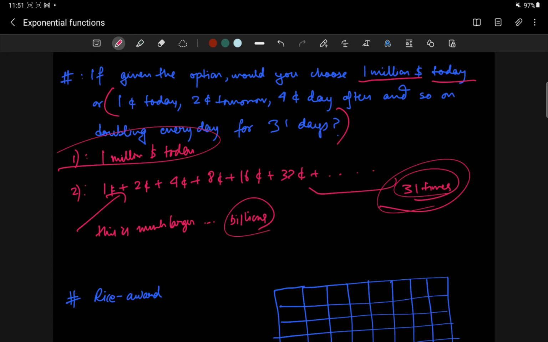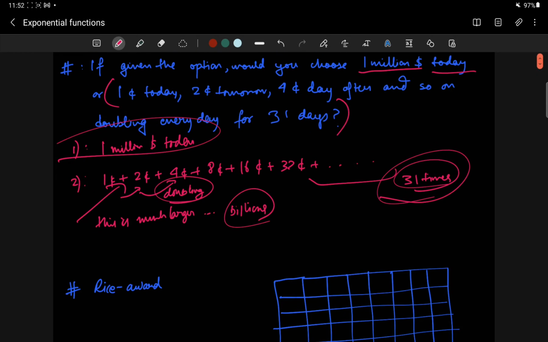So this example is to show the way in which exponential functions grow. So exponential in the sense that here you are doubling at each stage. And it may seem very small at the beginning, but over time, it becomes a huge, huge number.